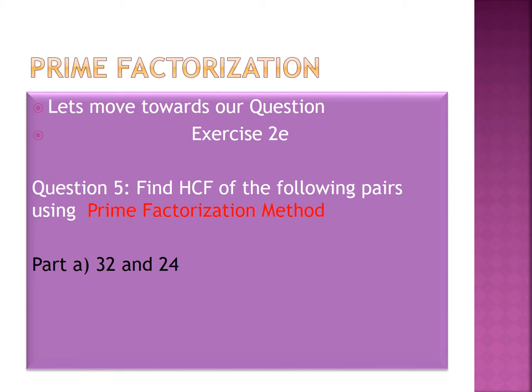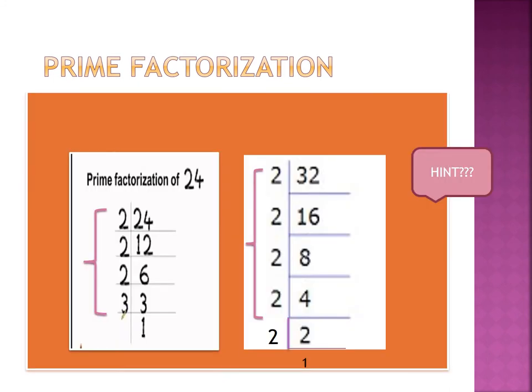So we will do part number A. Look at your books. It's 32 and 24. Okay class, this is something new, how we do the prime factorization. It's simply your divisibility rules, something related to your division. So your first number is 24. This is the method and this is the shape of how you solve the prime factorization, how you identify the prime factors of 24.